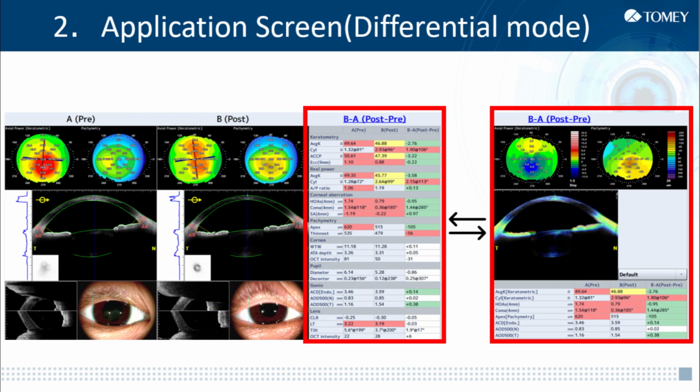Next, here is the display screen for the differential mode of total analysis. The displayed images and parameters are the same, but the difference parameters before and after treatment are displayed. Or we can show the differential map and overlapped OCT image instead. A standard value is also set for the difference, making it easy to understand the changes before and after treatment. Now let's move on to introducing some case studies.